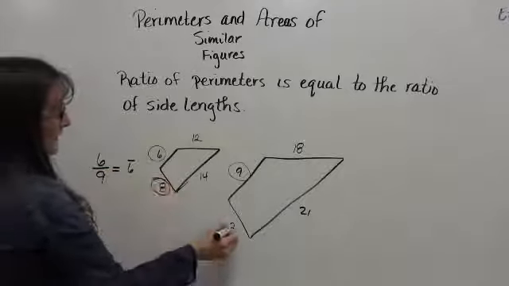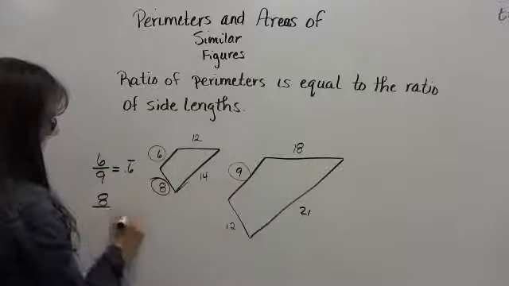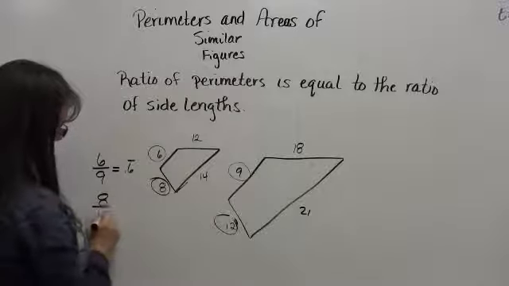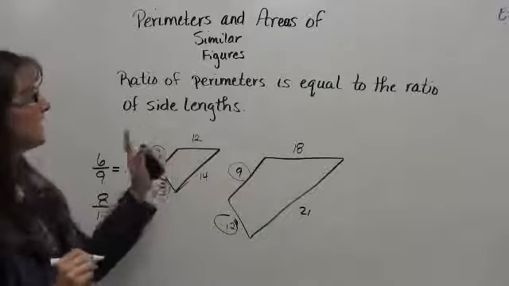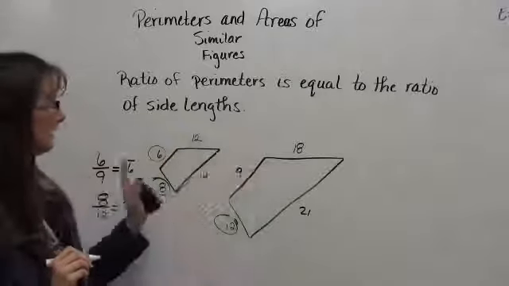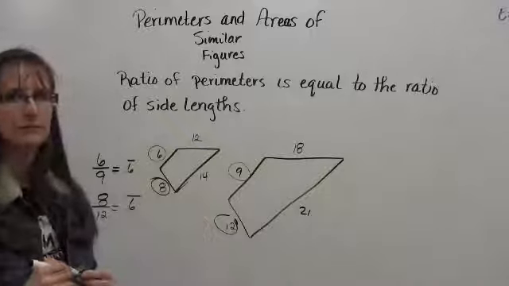If I divide 8 by 12, I would get an answer of 0.6 repeating. And this is going to happen when I divide 12 by 18 and when I divide 14 by 21.